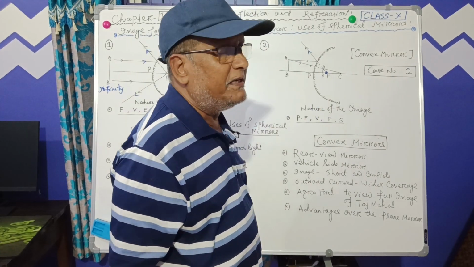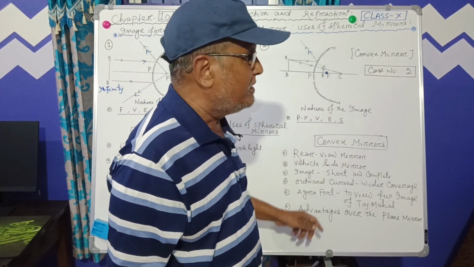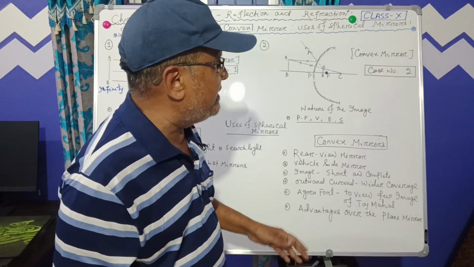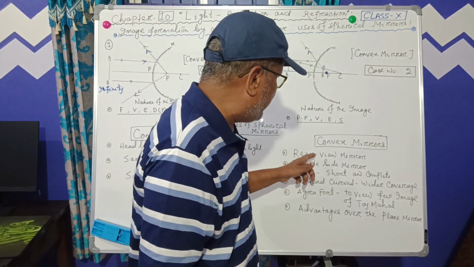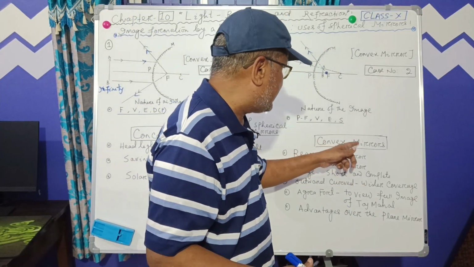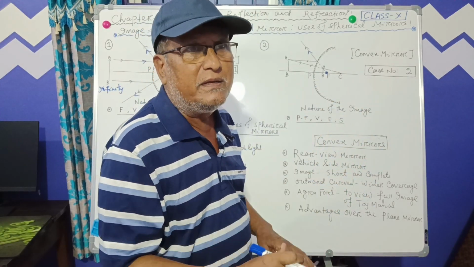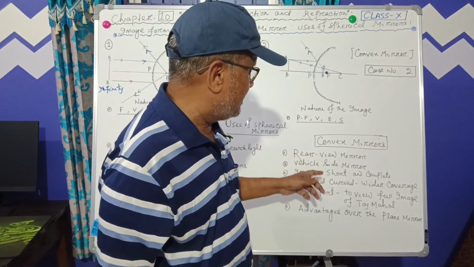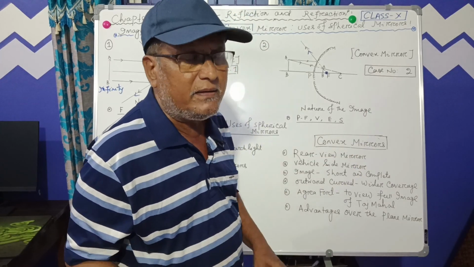For this principle, when the object is at finite distance from pole, the image is formed between P and F, and the nature of the image is erect, short and virtual. So it is called a rear view mirror. In all vehicles, the convex mirrors are used to view the rear objects and the traffic behind the vehicle. It can be visible through the convex mirrors fitted in the vehicles.